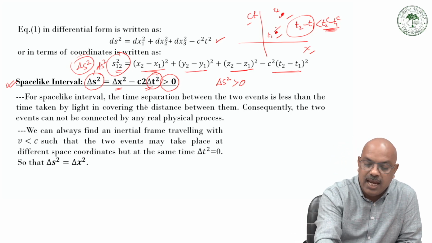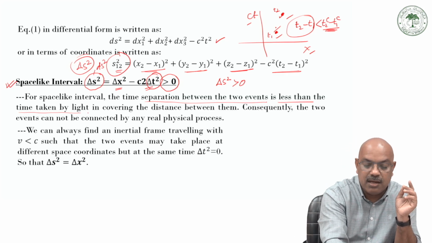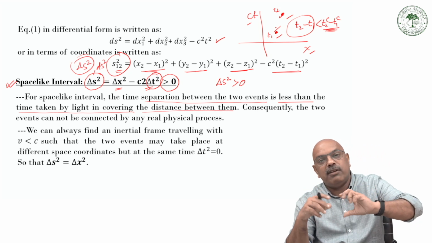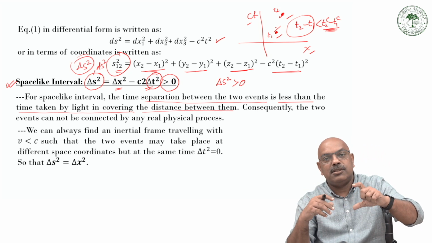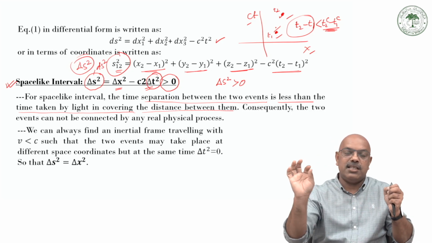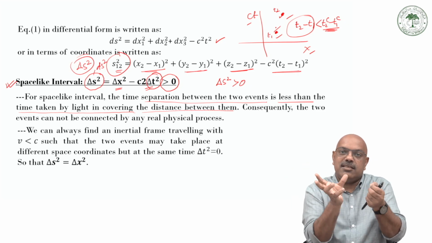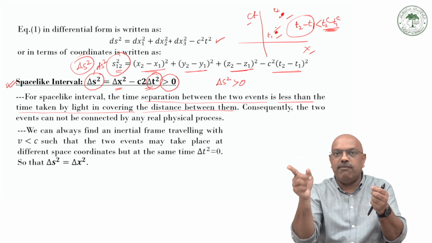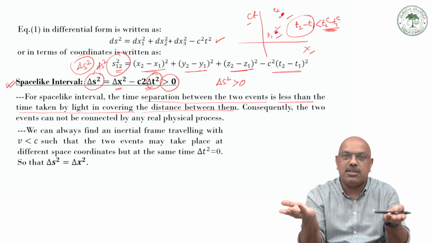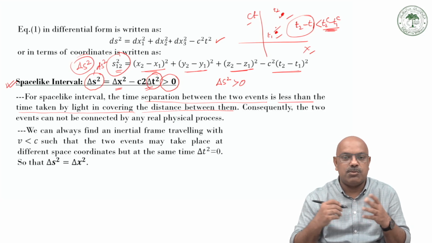That is, the time separation between the two events is less than the time taken by the light covering the distance between them. That means whatever is happening is greater than the velocity of light, because when the light is reaching from this point to this point it takes some time, and what you are observing is taking less time as compared to the light. That means that event is moving with a velocity more than the velocity of light. That's why the time is less. So this kind of event is known as the space-like interval.